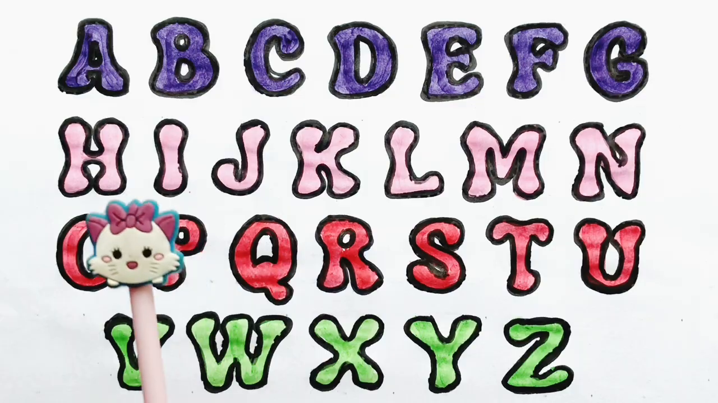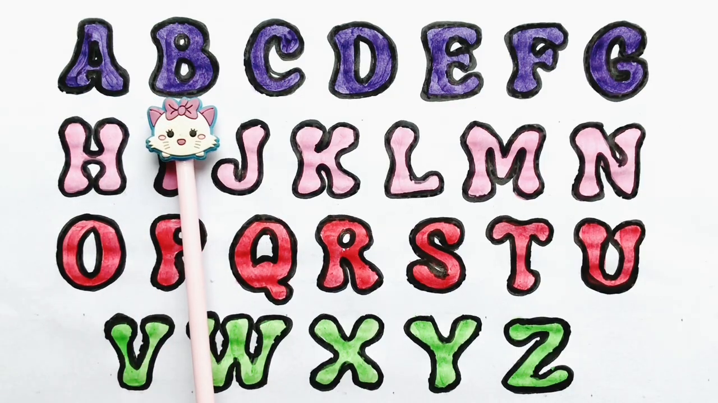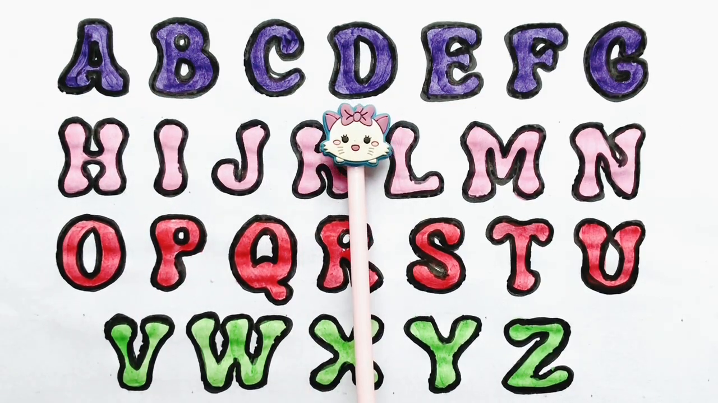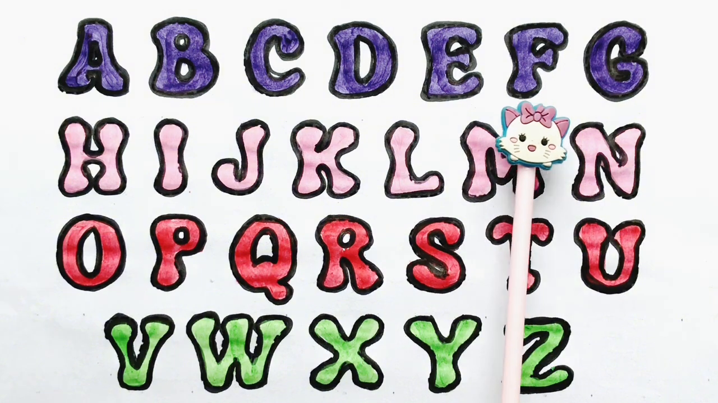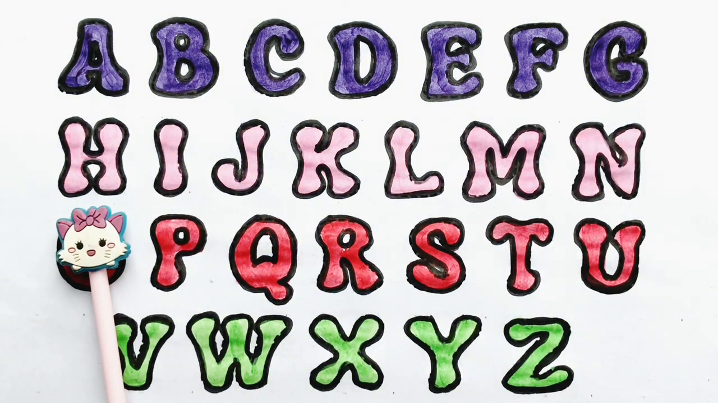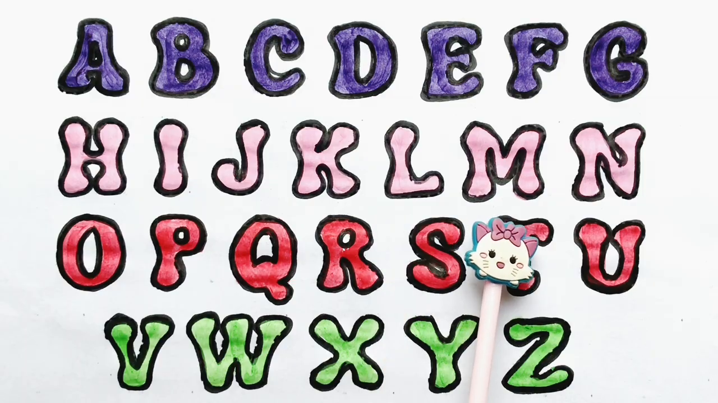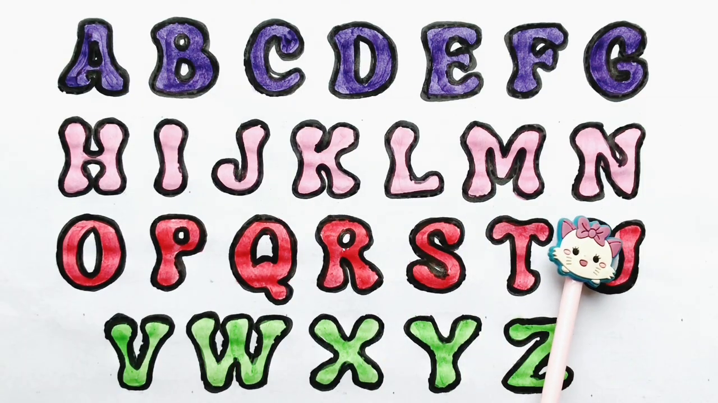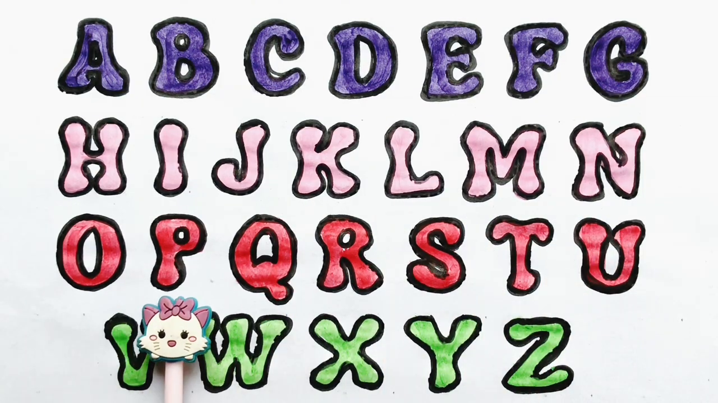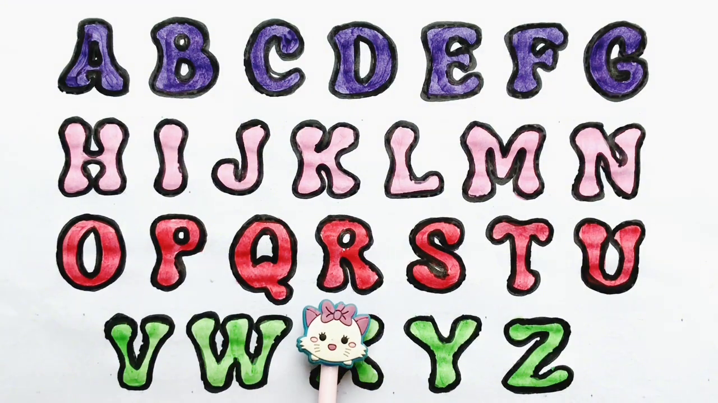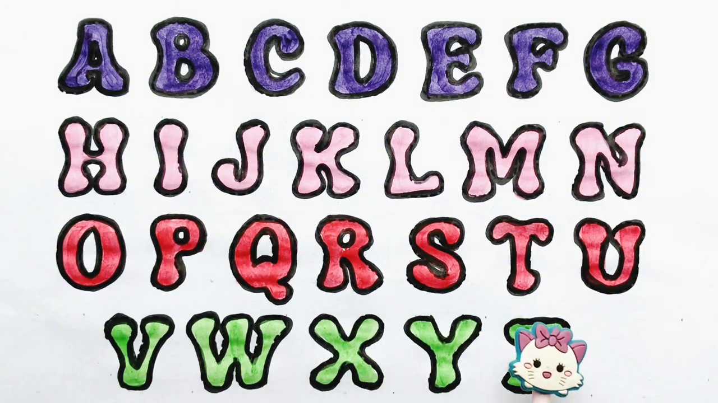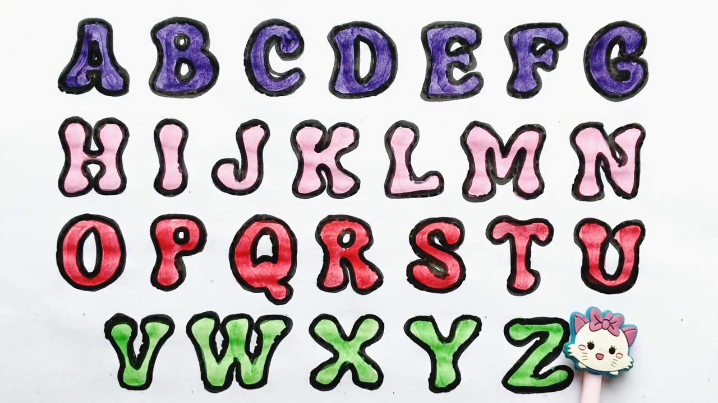Let's repeat loud. Capital letter A, B, C, D, E, F, G, H, I, J, K, L, M, N, O, P, Q, R, S, T, U, V, W, X, Y, and Z.